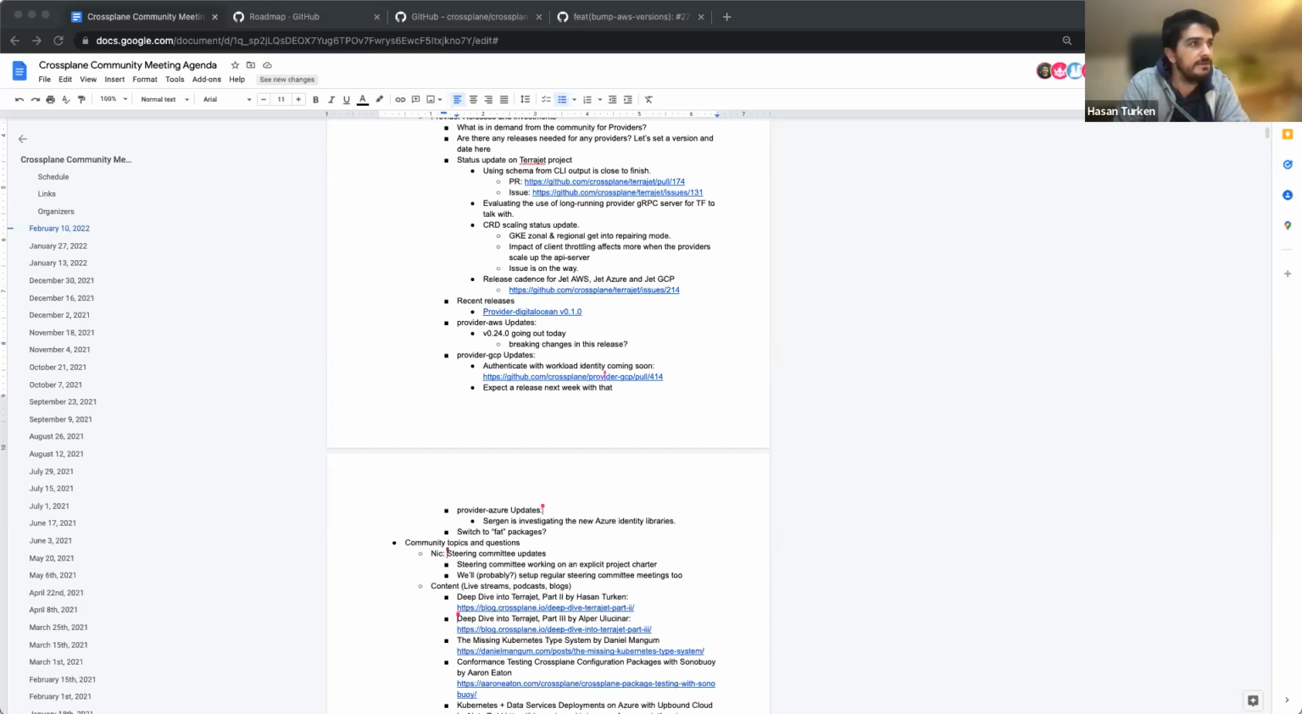Thanks for opening that. It is a PR coming from the community, so it is ready for merge. I'm expecting it to get merged in the following days. And right after it's merged, I think we will cut a release in Provider GCP. So that is also another thing to expect. Yeah, that's pretty much it.